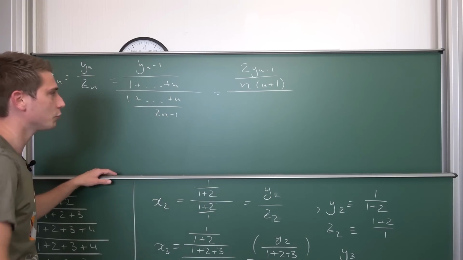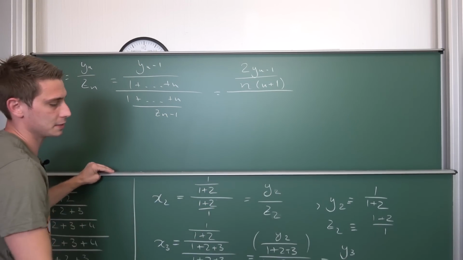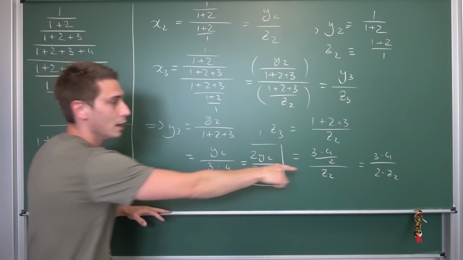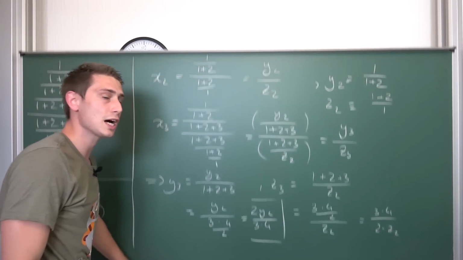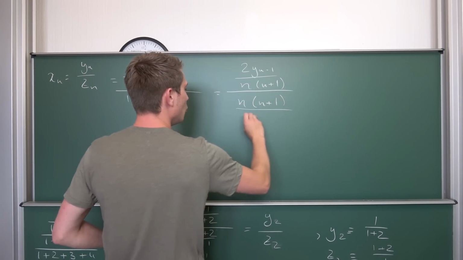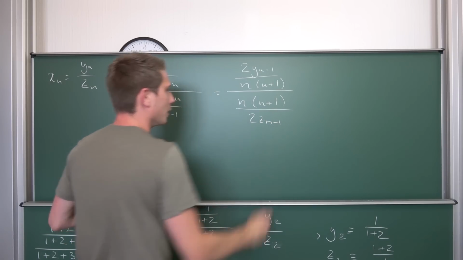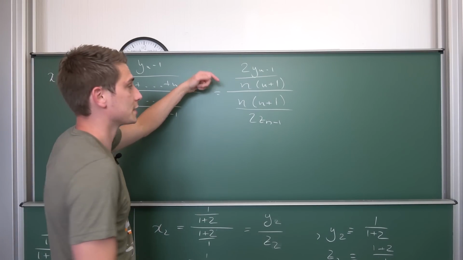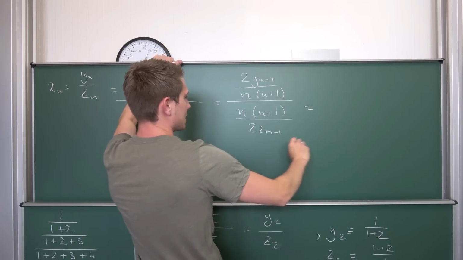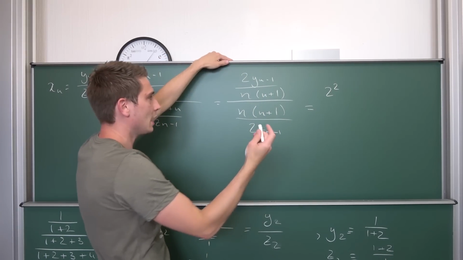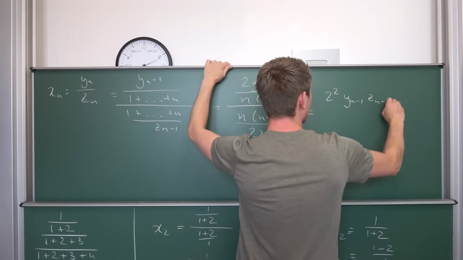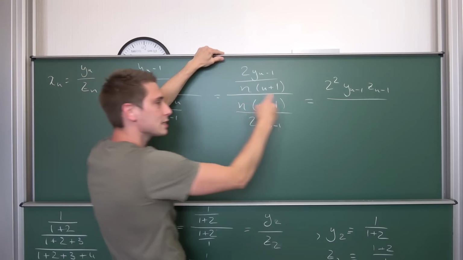And now the whole thing over, and what we have derived here basically. I was just doing it with numbers so that you can see it better. This is n times n plus 1 over 2 times zn minus 1. So n times n plus 1 over 2 times zn minus 1. And now these are just complex fractions yet again. So taking the reciprocal of this, multiplying this with the reciprocal, is going to give us exactly 2 squared in our case, times yn minus 1 over n squared times n plus 1 squared, times zn minus 1.